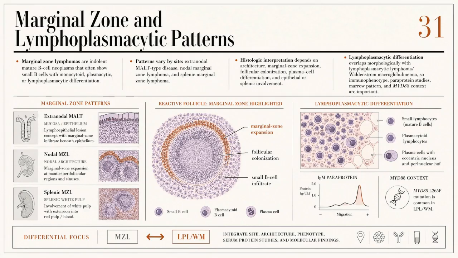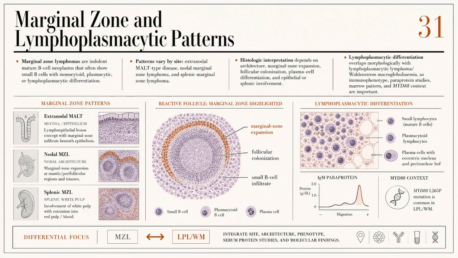Lymphoplasmacytic lymphoma, on the other hand, is defined by a mixture of small lymphocytes and plasma cells, often producing a monoclonal IgM paraprotein detectable in the serum. This paraprotein is the basis for the clinical syndrome known as Waldenstrom macroglobulinemia. Morphologically, LPL can mimic MZL due to the presence of plasmacytoid cells and lymphocytes, but molecular diagnostics have revolutionized our ability to distinguish these entities.